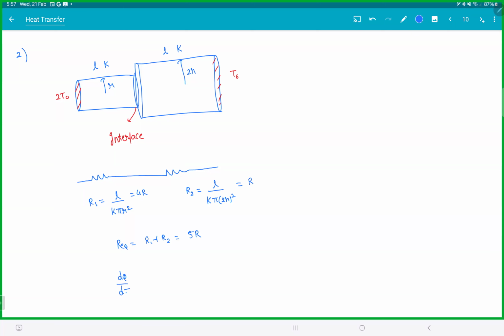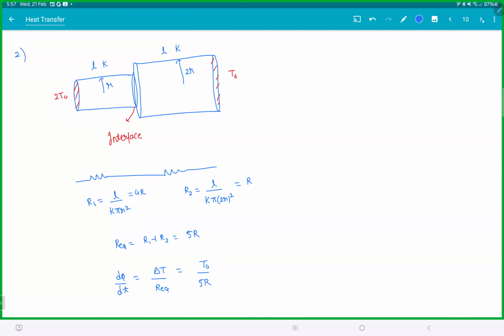So what is the heat flow? dq by dt is nothing but temperature difference by equivalent resistance. That is 2T naught minus T naught by 5R. R value you can substitute directly. R is how much? L by K 4 pi R square. Got this? I'm keeping everything in R just to keep your life easy, nothing much.